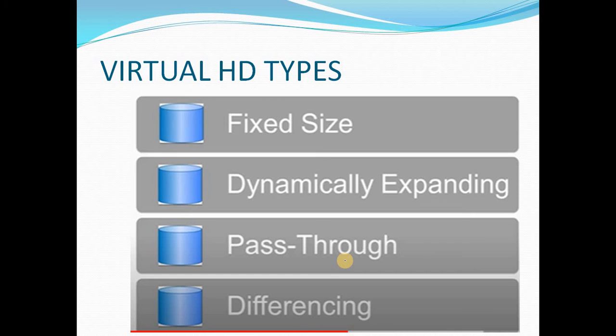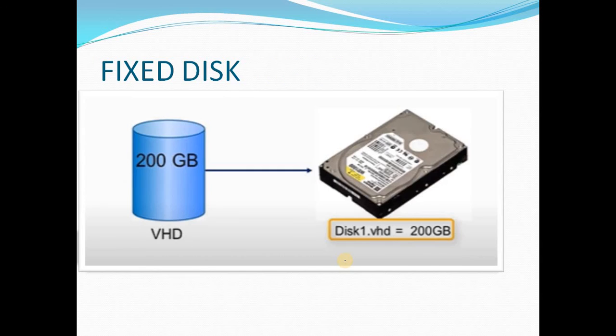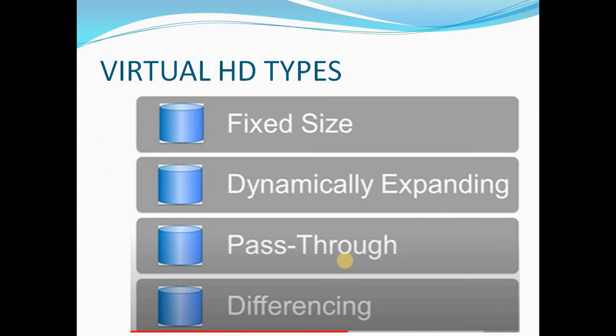So that's why over here I'm going to talk about the virtual hard disk type. Virtual hard disk format is clear. Three formats we have already discussed. Now this is for the virtual hard disk types. Number one is the fixed size, dynamically expanding, pass-through, differencing. These are the four virtual hard disk types.